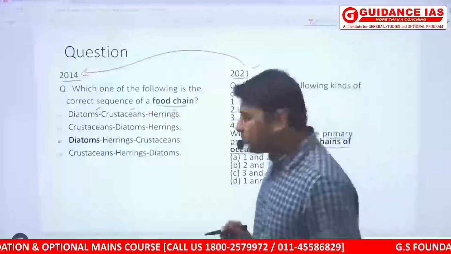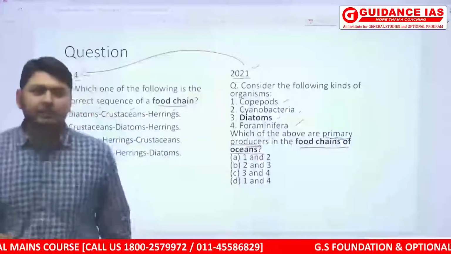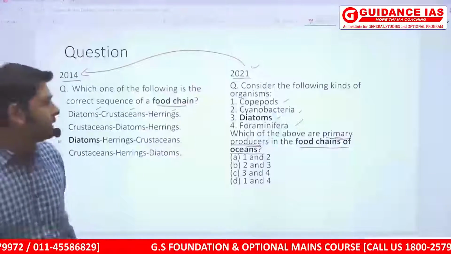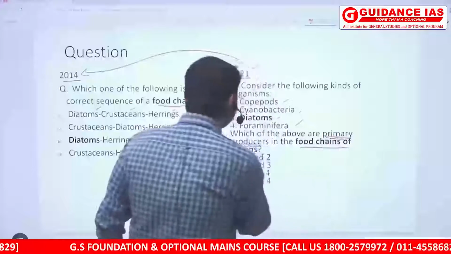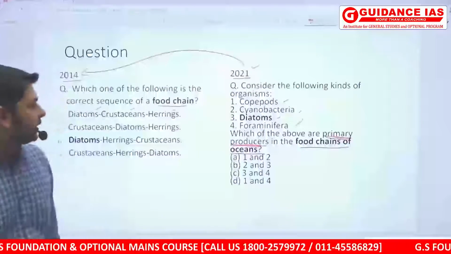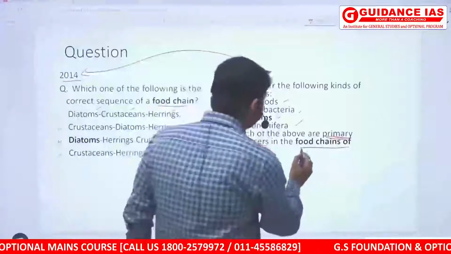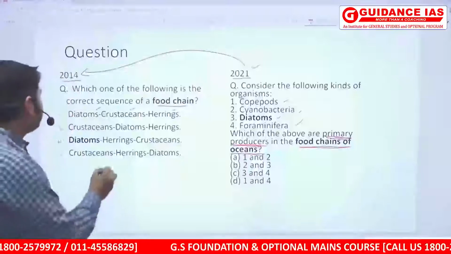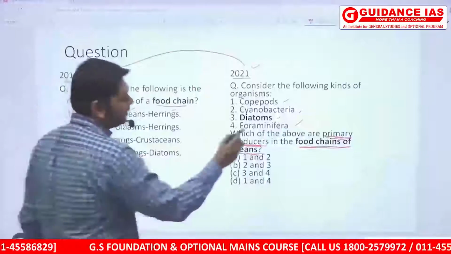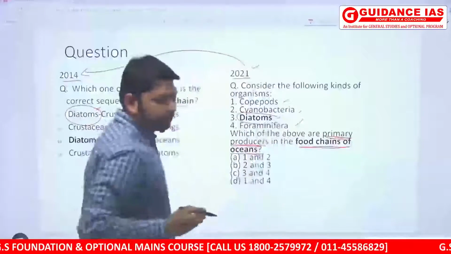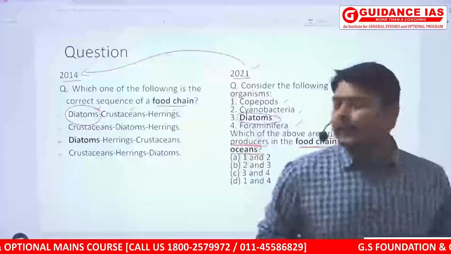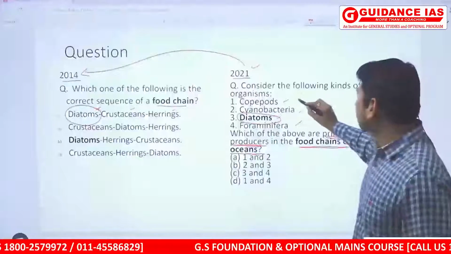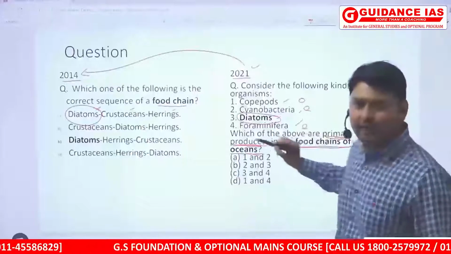Okay, so primary producers are basically the first level producers. They take sunlight and they produce their own food. So basically, they are autotrophs. So we need to have a very basic knowledge of what the primary producers are and what their effect is on the food chain of the oceans. So here we'll be seeing that diatoms have been included in both the questions. But the second thing is that neither copepods, cyanobacteria, nor foraminifera have been included in the first.